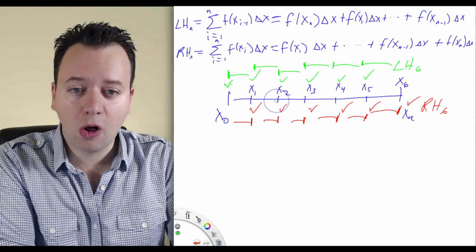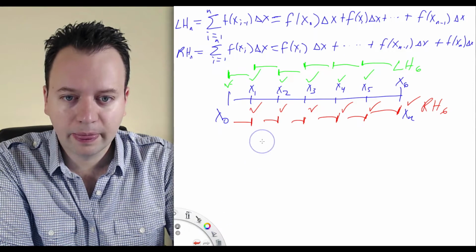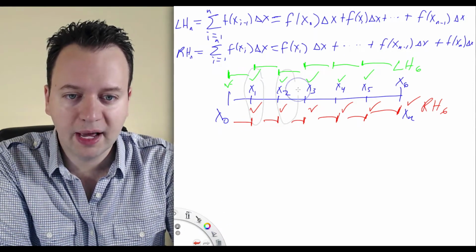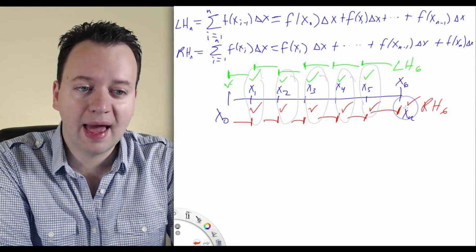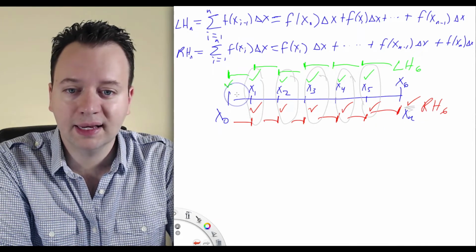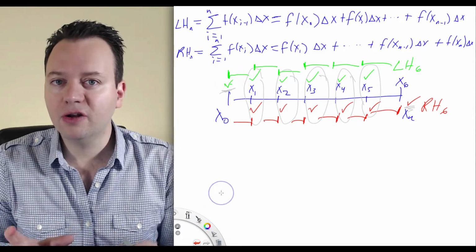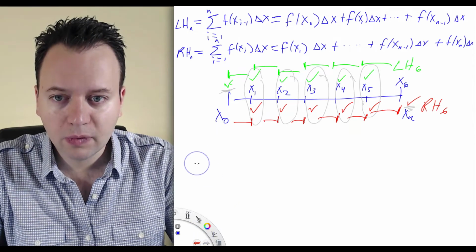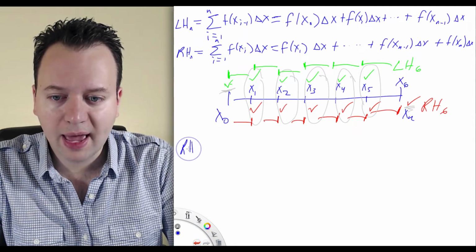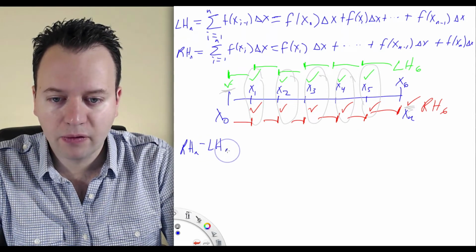Now notice that all of the internal notches are in common. x1 is in common, x2 is in common, x3, x4, and x5. The right-hand sum has an extra one at x6, and the left-hand sum has an extra one at x0. So what would happen if we subtract these two sums from one another? So if we say the right-hand Riemann sum with n minus the left-hand Riemann sum with n.